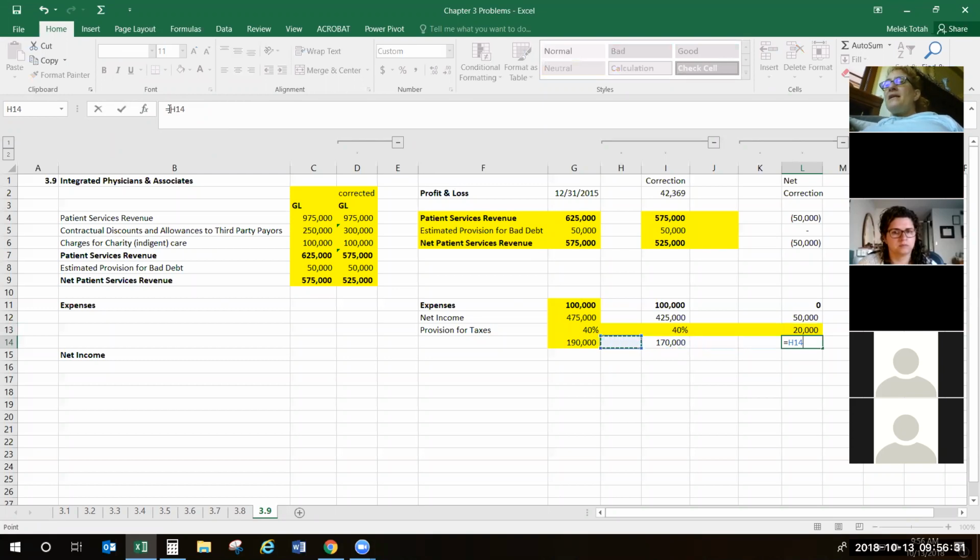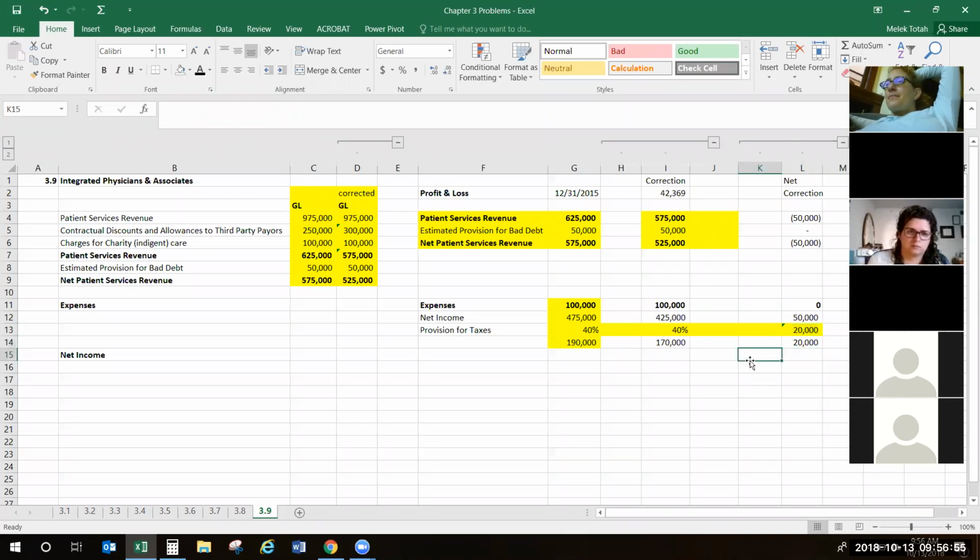But we paid 90. We should have paid 170, right? So we get a savings of 20,000 is what this says. Okay. So the answer then is you're saving $20,000 by changing your revenue, or reducing your revenue. Does everybody get that? I can't read you guys.